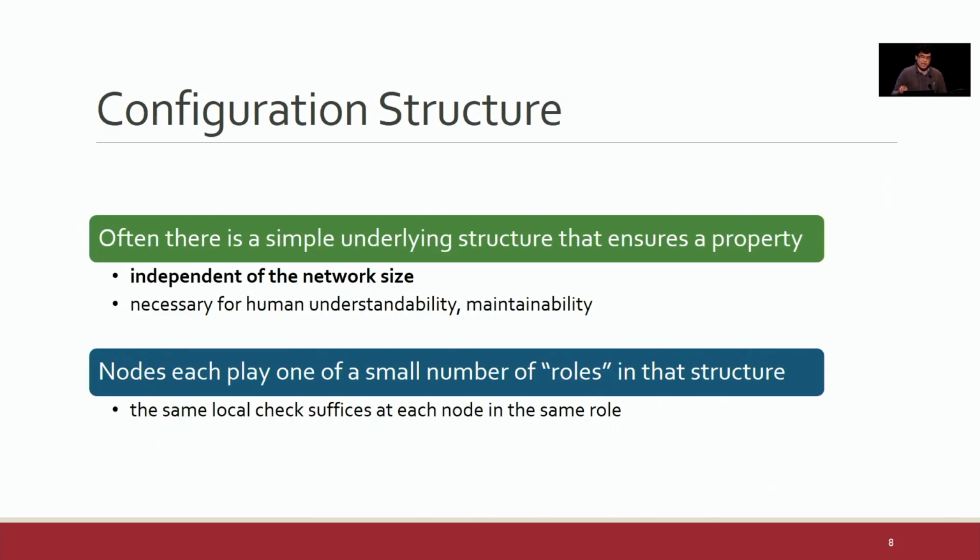Our claim, however, is that this is usually still not very hard because there's usually a simple underlying structure that ensures a policy in the network, and this structure is usually independent of the size. It's very difficult to maintain and understand networks without having some of this structure in the configuration. And as part of this structure, there's typically a small number of roles, so many local checks can be reused for different nodes. Previous tools don't leverage this structure, and the key idea behind our work is that when we have this information, checking BGP properties becomes very easy.